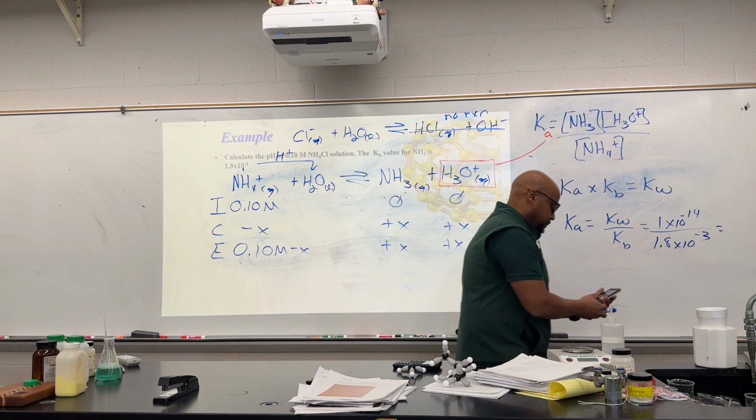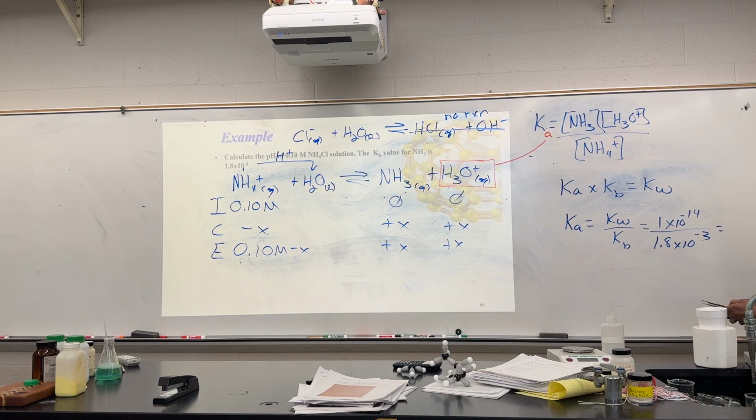Let's see what we got. I got 1 second E now. This is 1 E negative 14 divided by 1.8 second E negative 3. So now what I get is something like 5.5, and how many sig figs? Looks like 2 sig figs, so that's 5.6 times 10 to the negative 12.